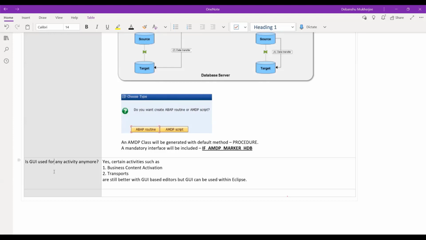And then for transports, your cockpit can do that, but still it's not yet matured enough to do all the things in a proper way. So I still prefer going to the transaction code SE01 or SE10 or SE09 and doing the transport, but again within Eclipse, not going out of Eclipse. So these are some of the most frequently asked questions. I thought I'll quickly discuss this with you so that people will have clarity and can answer these questions.